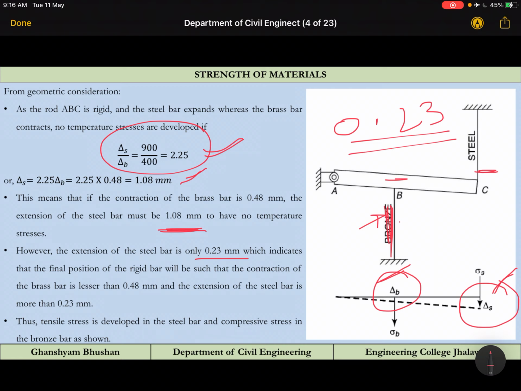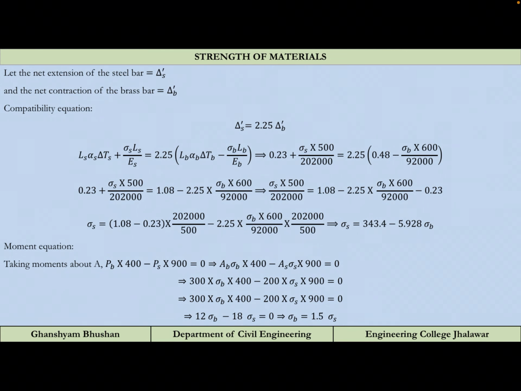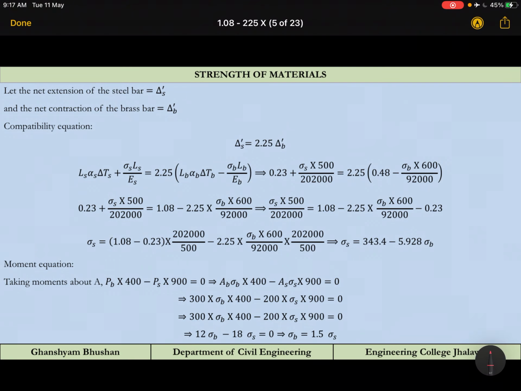So as in the previous question also we have seen, this arrangement is not allowing steel to expand by 0.23 mm, and it will also not allow the brass bar to contract by 0.48. Okay, so let us move further, and now let us assume that the net extension after the effect of temperature stresses, which we are going to take care of, is delta S dash and delta B dash. These are the final expansions.